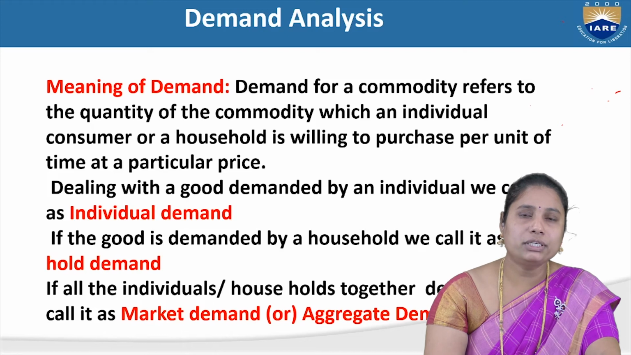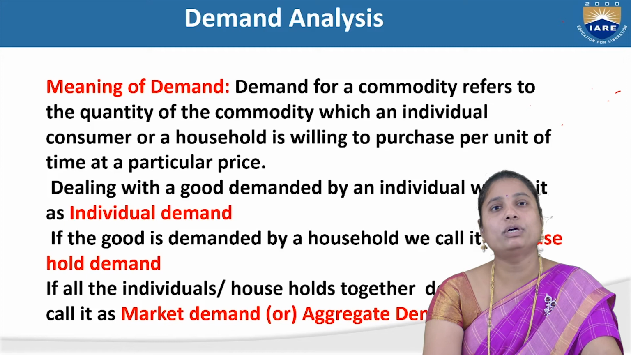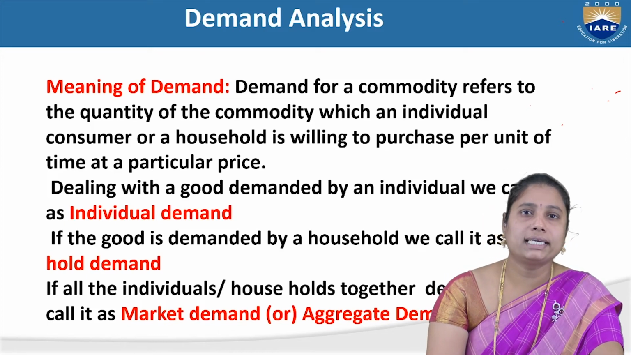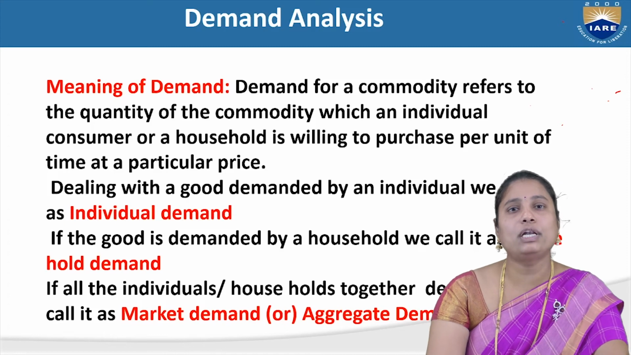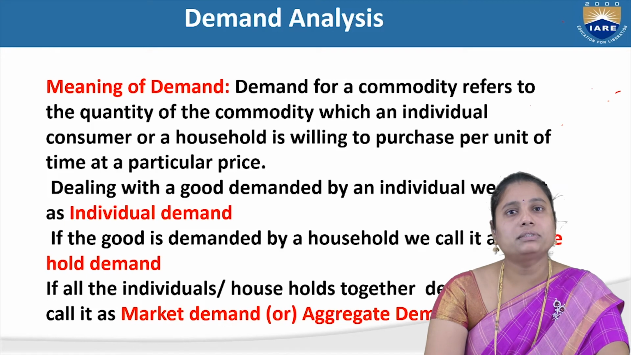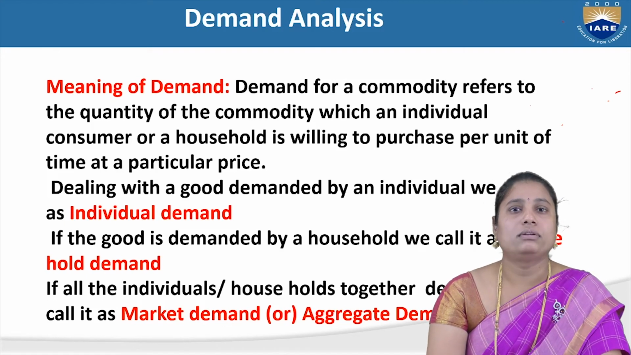So like this, demand is categorized based on the required persons. If it is required by an individual, individual demand. If it is required by a household, household demand. If it is required by an industry, industrial demand. But demand means a value assigned to the product based on the time factor, place, income, taste and preferences, and the substitutes which are available. So that's it.